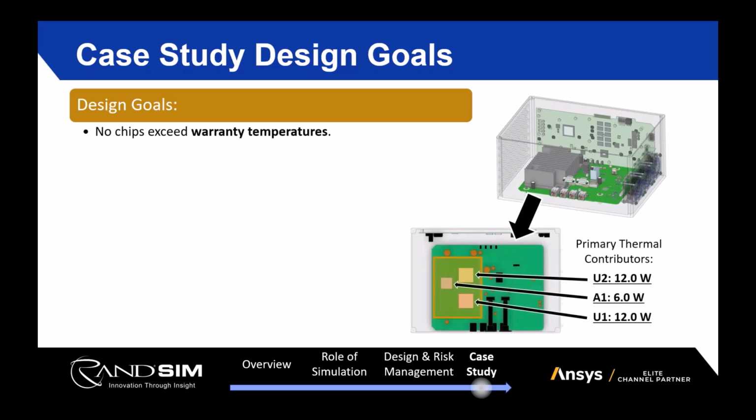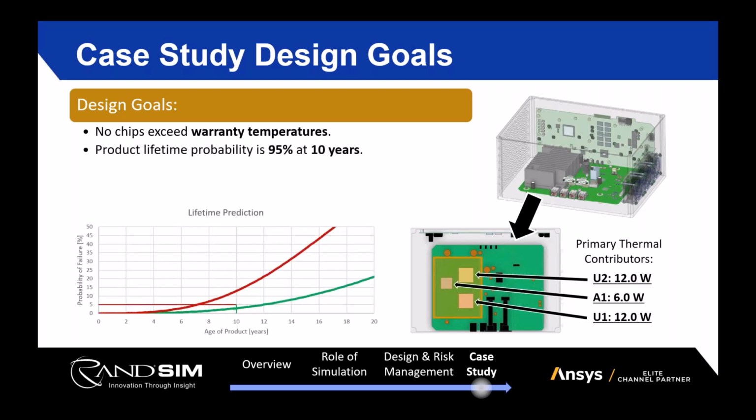The first is that I don't want any of my chips to exceed warranty temperatures, right? This is an extremely common goal whenever we're looking at electrical enclosures. We don't want any chips to exceed warranty temperatures or any PCB components to exceed warranty temperatures. Additionally, I want to ensure that our product lifetime probability is at 95% at a 10-year lifespan. So that means that there is a 95% chance that my product is still working when it's been in use for 10 years based on my anticipated loading conditions. Now, again, this is a condition where you could choose anything you want based on your goals with your product design, but I'm going to choose this for this scenario here in particular.